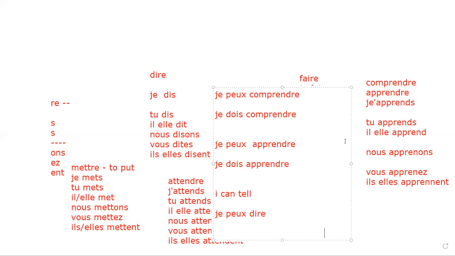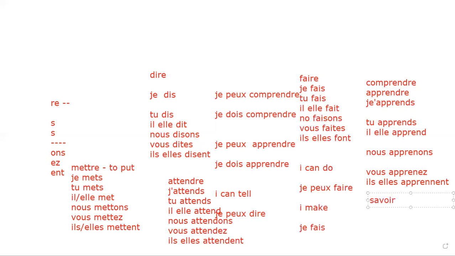So we have the verb savoir. Savoir is a verb to know. Savoir, to know. So the moment I conjugate the verb savoir with I know, you know. Have you done it, team?